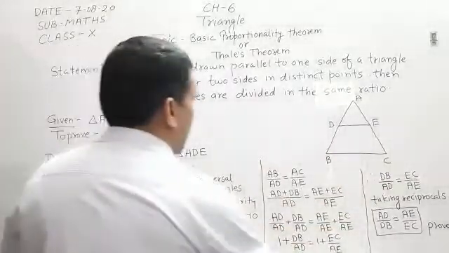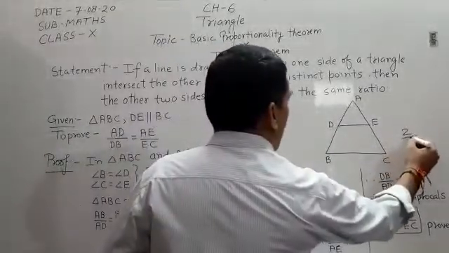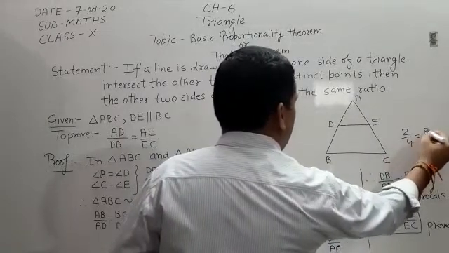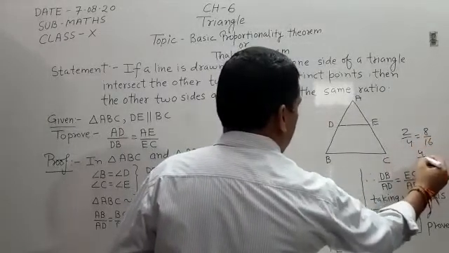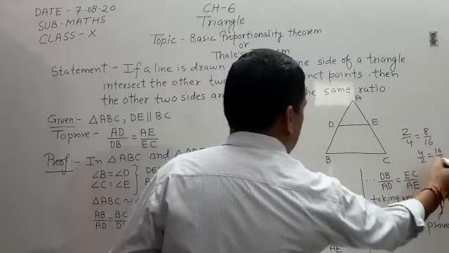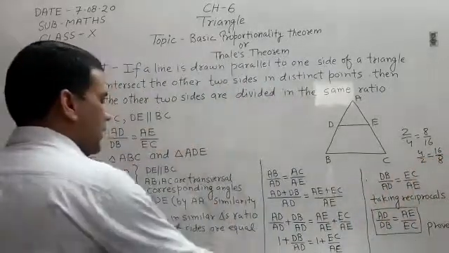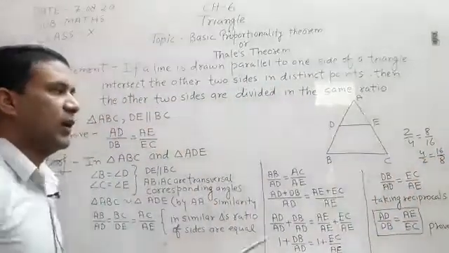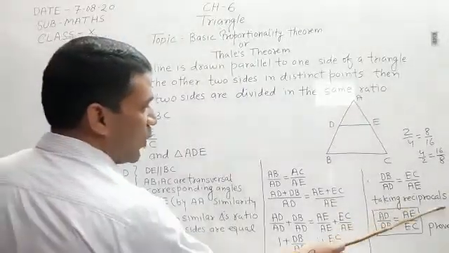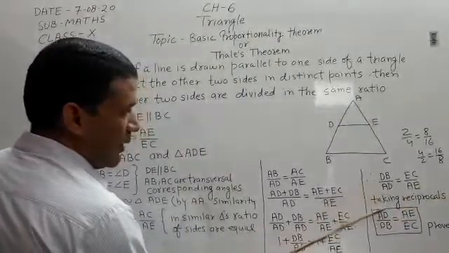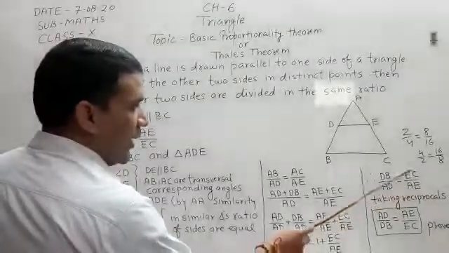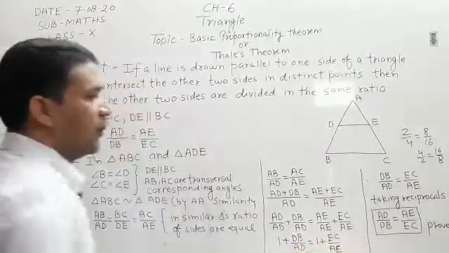Students, you know, if 2 upon 4 is equal to 8 upon 16, then you can write 4 upon 2 equal to 16 upon 8. It means if two ratios are equal, their reciprocals are also equal. So taking reciprocals, AD upon DB is equal to AE upon EC. This is the required proof of the theorem.